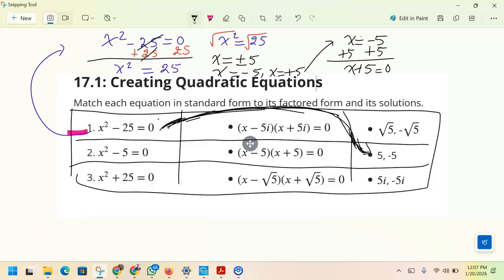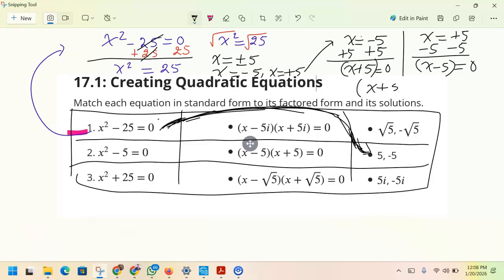See? And the other one is x equals plus 5. And if you subtract 5 both sides, you get x minus 5 is equal to 0. Both are 0. So this is 0, that is also 0. And when you multiply x plus 5 into x minus 5, the answer is 0. So this answer also matches this one. So simple. So this matches. This is how it works.